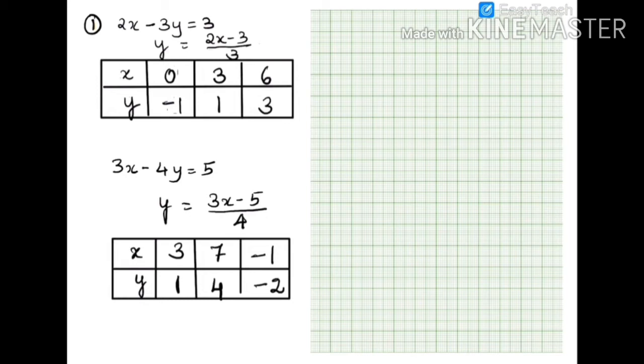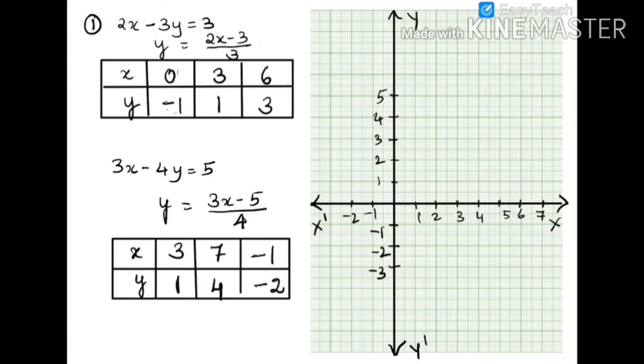The value of x on the graph ranges from minus 1 to 7. And for y, we need to have on the positive axis values till plus 4, and on the negative y-axis we need to plot till minus 2. So accordingly, draw your axis.